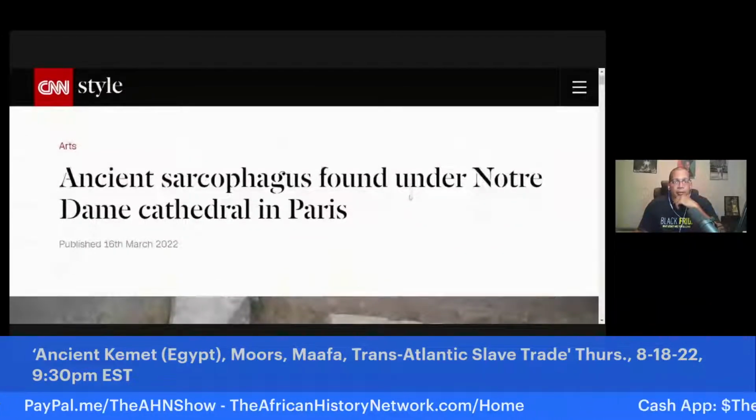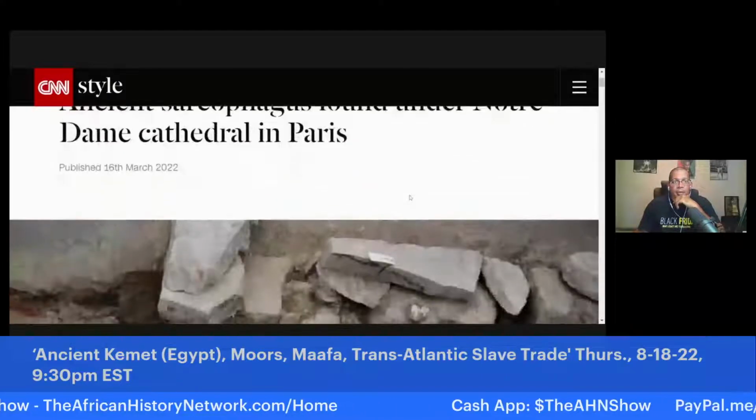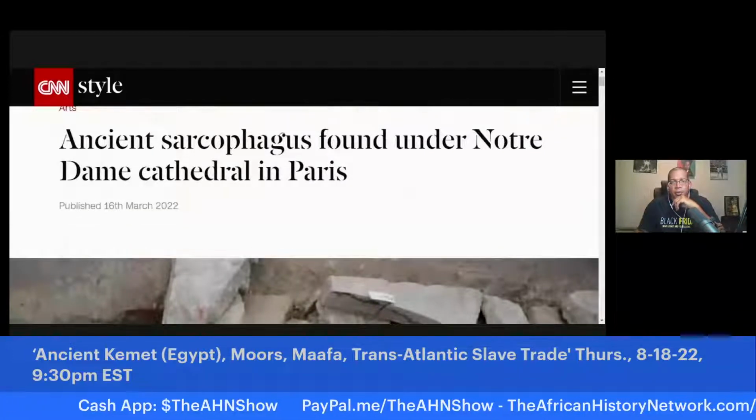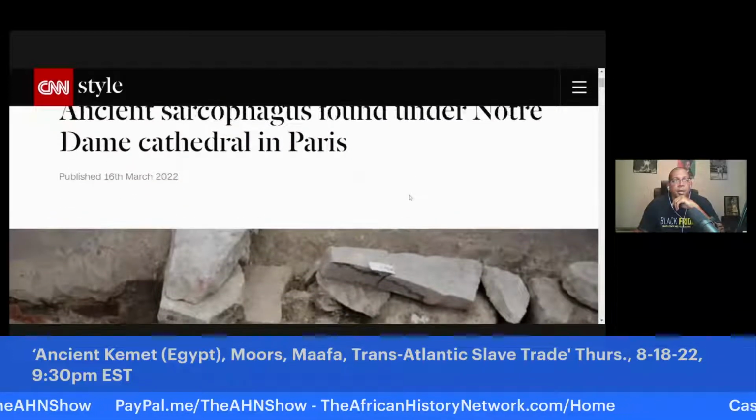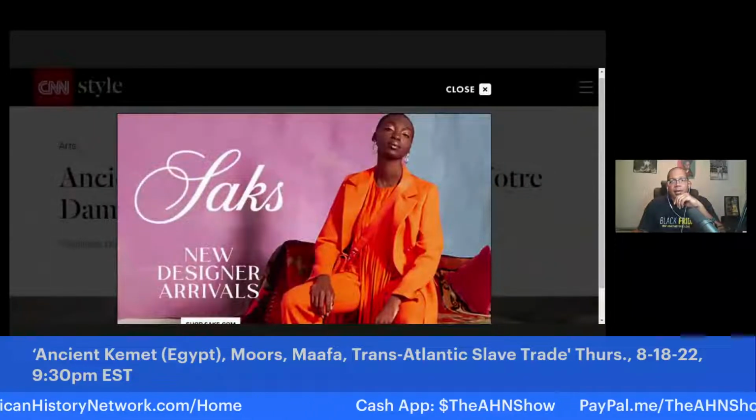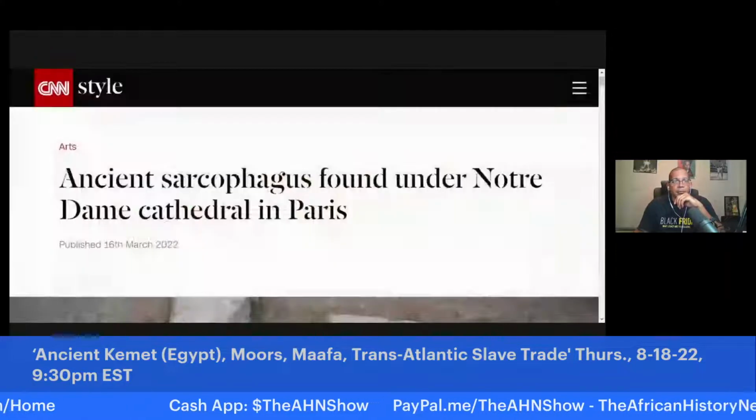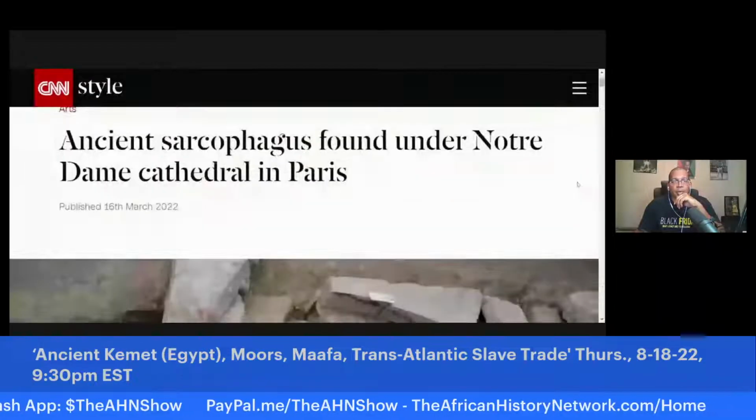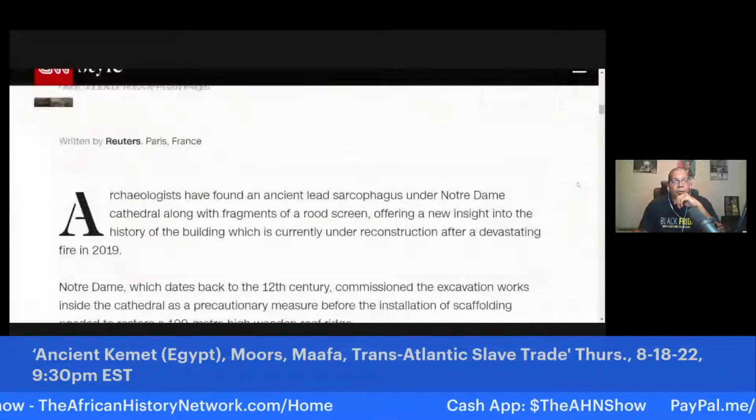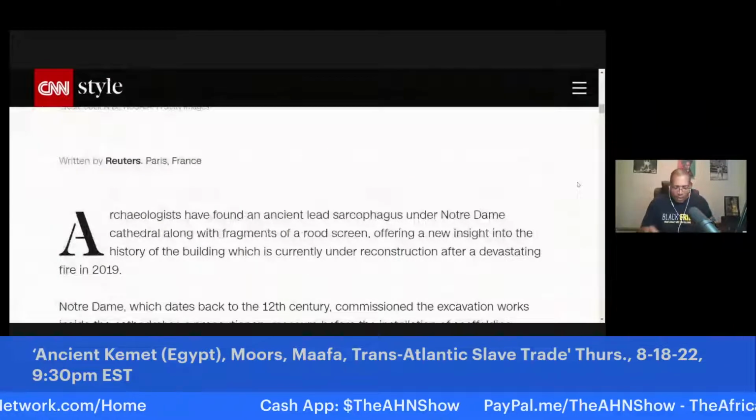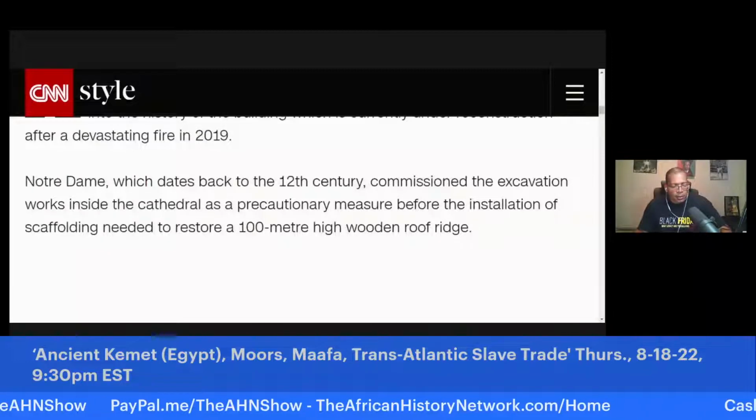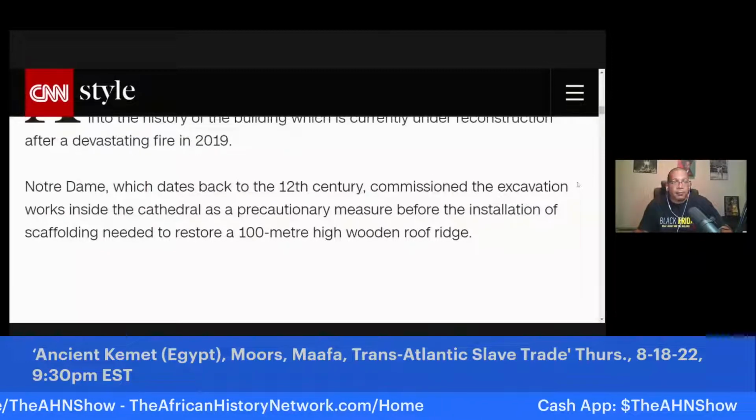Ancient sarcophagus found under Notre Dame Cathedral in Paris, March 16th, 2022. So it came out this year. Ancient sarcophagus. Okay, those are the painted coffins. All right, they're trying to sell something. Ancient sarcophagus found under Notre Dame Cathedral in Paris. Okay, so this was written by Reuters. It's one of the main news wires, Reuters, and it was picked up by CNN.